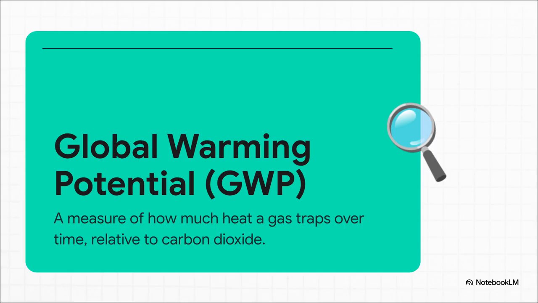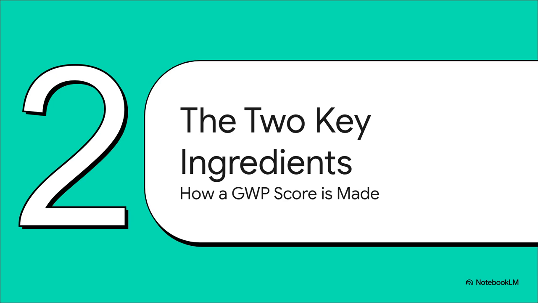GWP isn't some absolute number. It's always a comparison. You know, anytime you want to compare things, you need a starting point, right? A baseline. For GWP, our baseline is carbon dioxide. It's the benchmark that everything else is measured against. So its GWP is set at exactly 1. Simple as that.